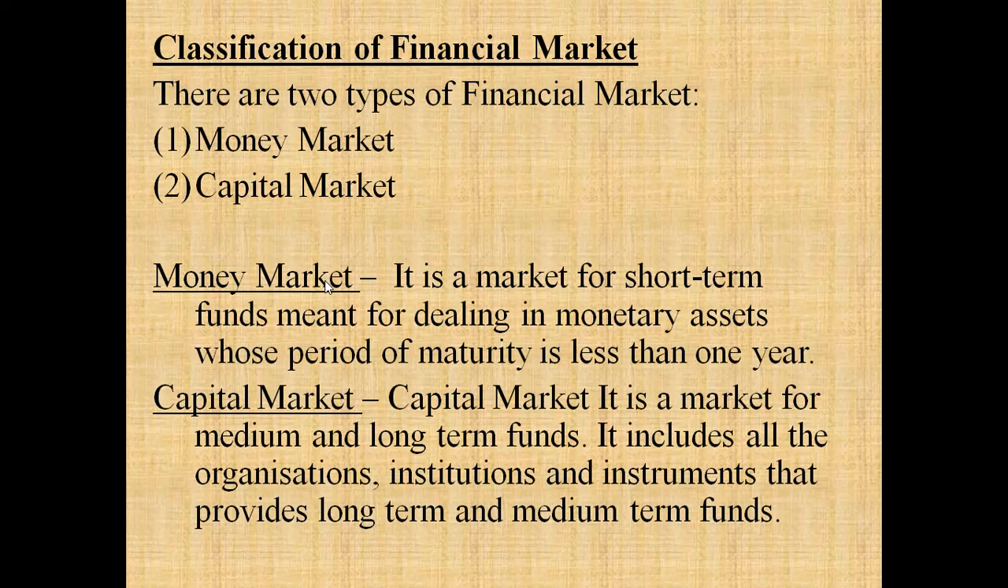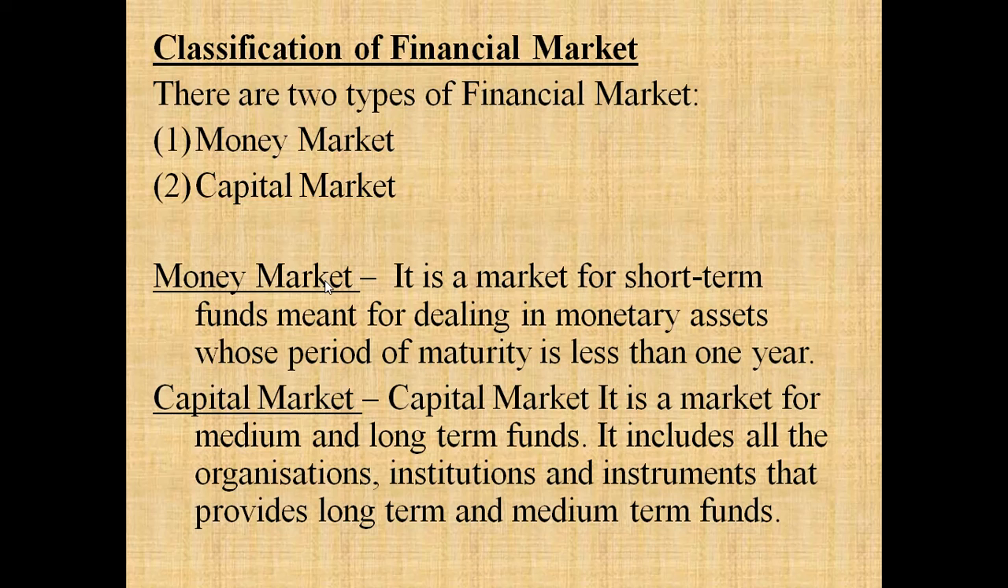Now classification of financial market. Number one, money market, and number two, capital market. Money market is a type of market which provides short-term funds. The maturity period here is less than 1 year, or up to 1 year. So this money market provides you short-term finance, which has a maturity period of less than 1 year.